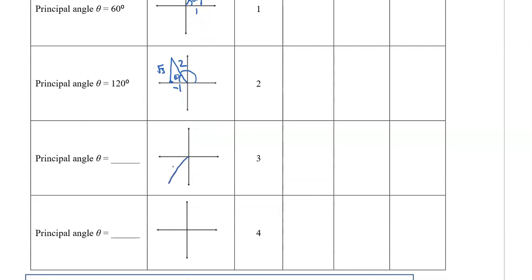If I put that 60-degree triangle in the next quadrant, this angle is 60 degrees. That's the related acute angle. This theta, this is the principal angle, is going to be 240 degrees because we have 180 plus 60. This is going to be negative 1. This is going to be negative root 3. And this is going to be positive 2 because it's the negative x and a negative y.